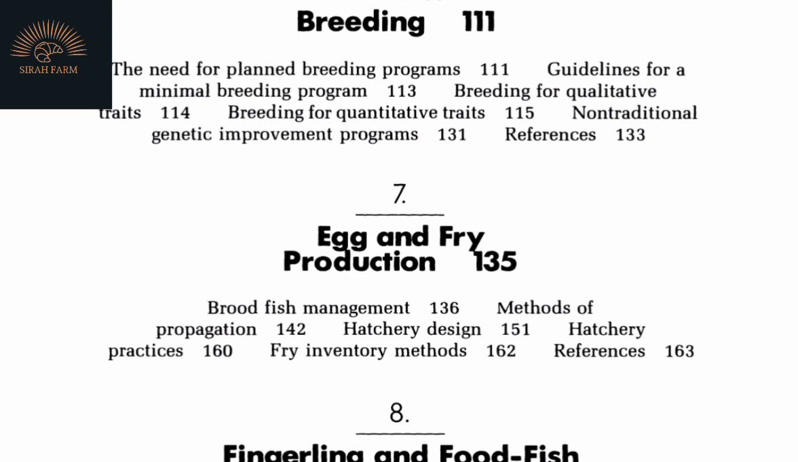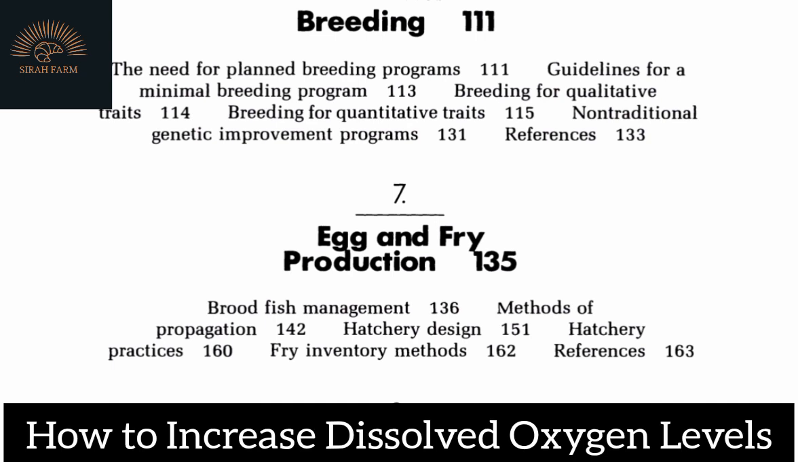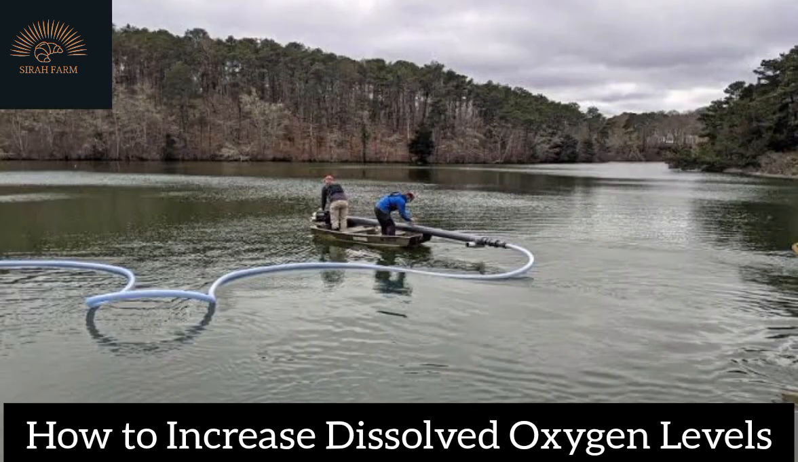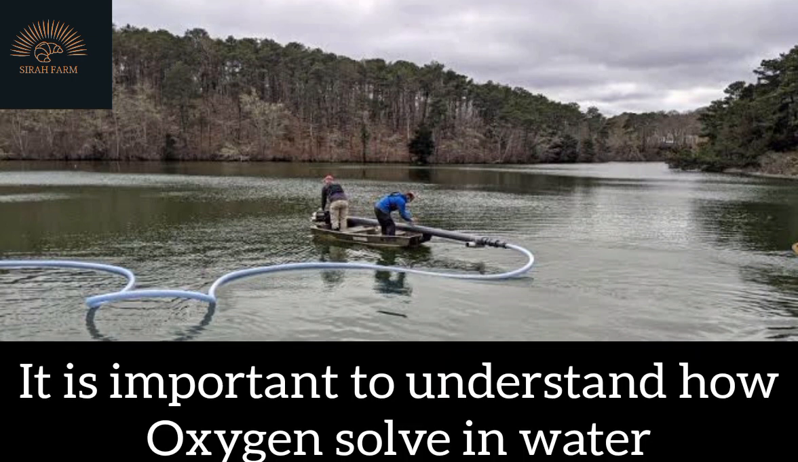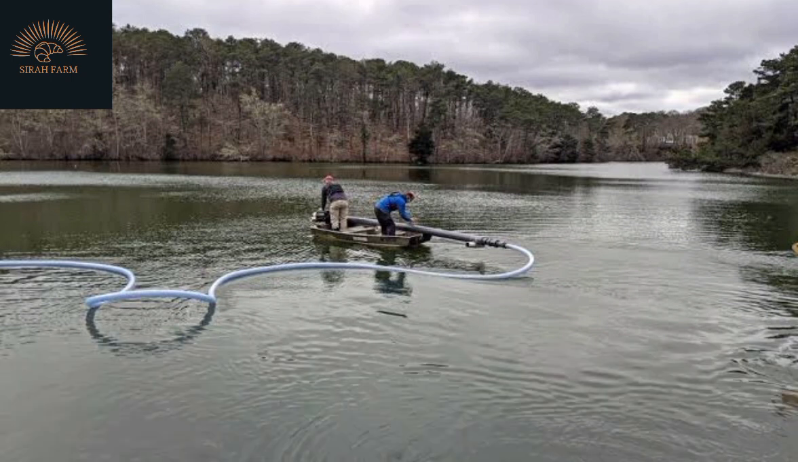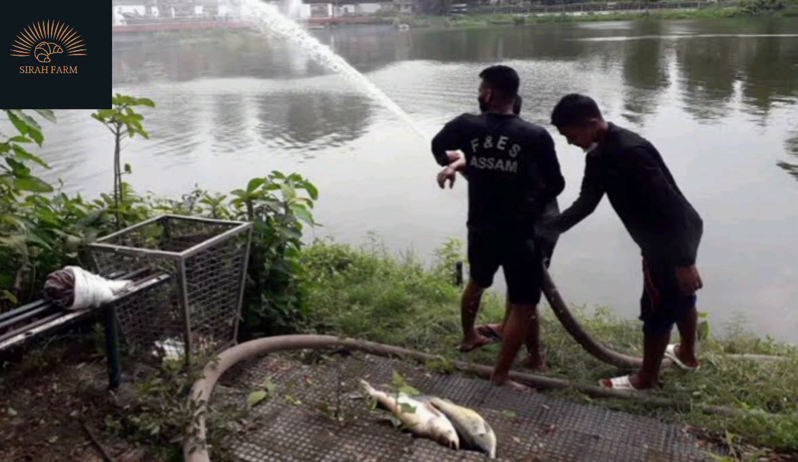How to increase dissolved oxygen levels. Fortunately, there are various straightforward ways to either combat the depletion of or introduce more oxygen into a pond and prevent low oxygen levels. First, it's important to understand how oxygen becomes dissolved in water. Oxygen particles dissolve into the water simply by coming into contact with it.